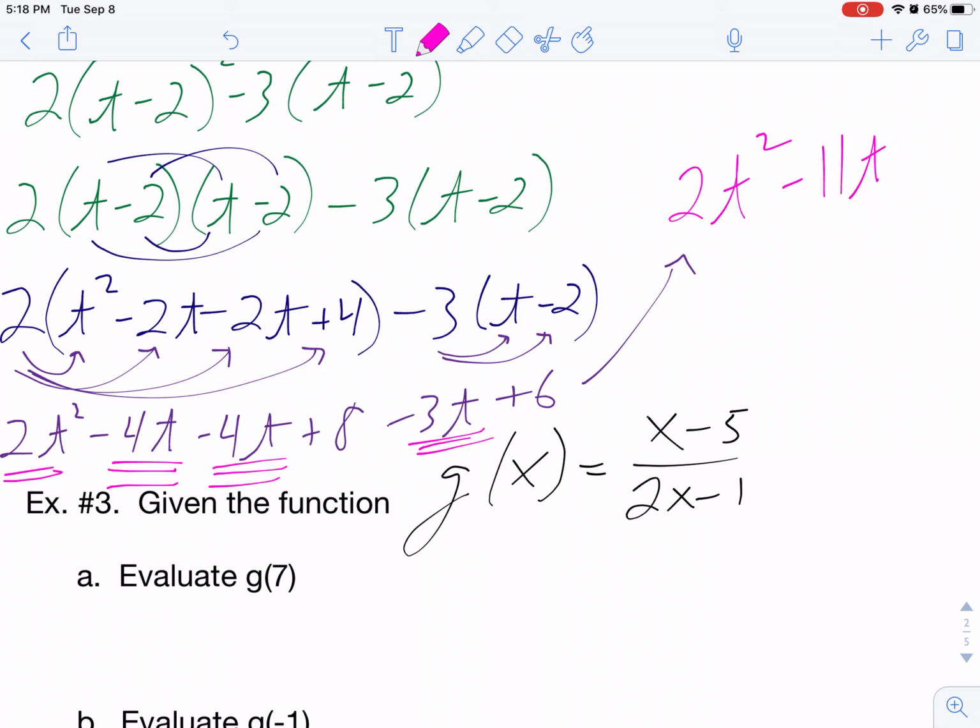And you have to excuse the noise. That's my cat. So, and then plus 14, the constants.